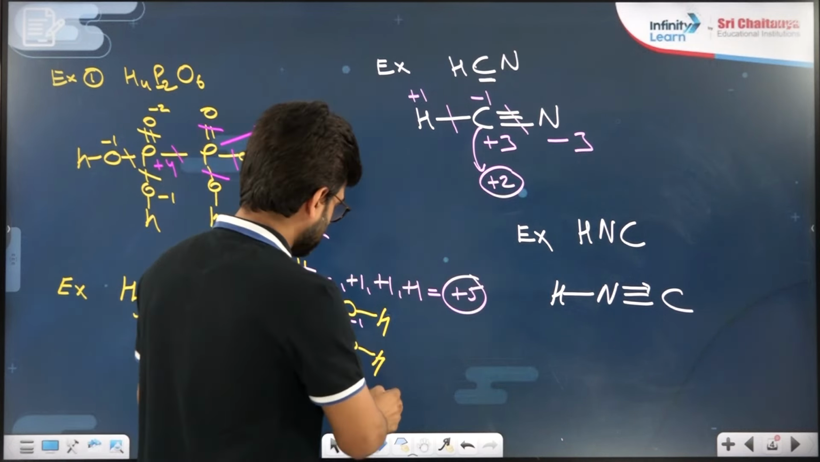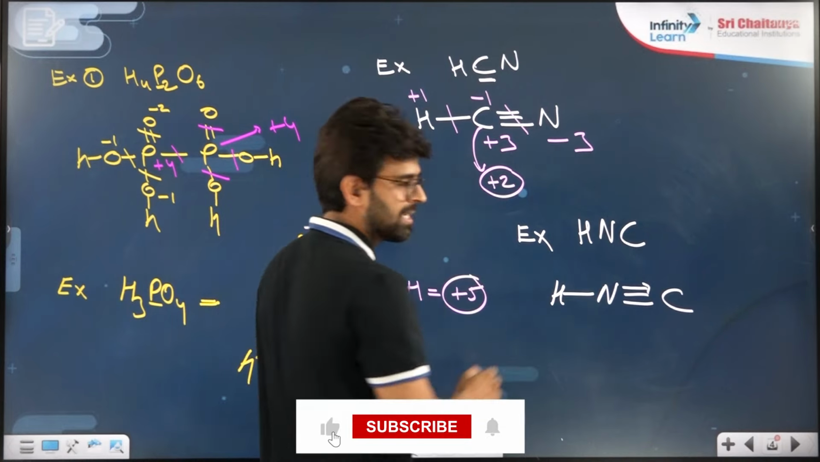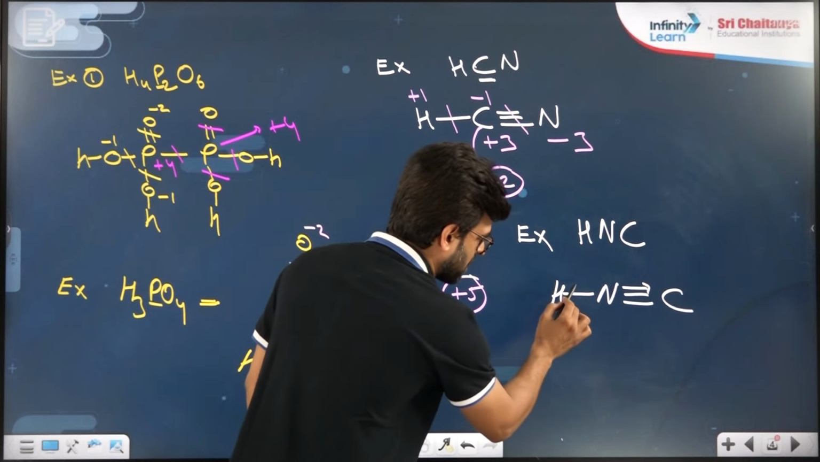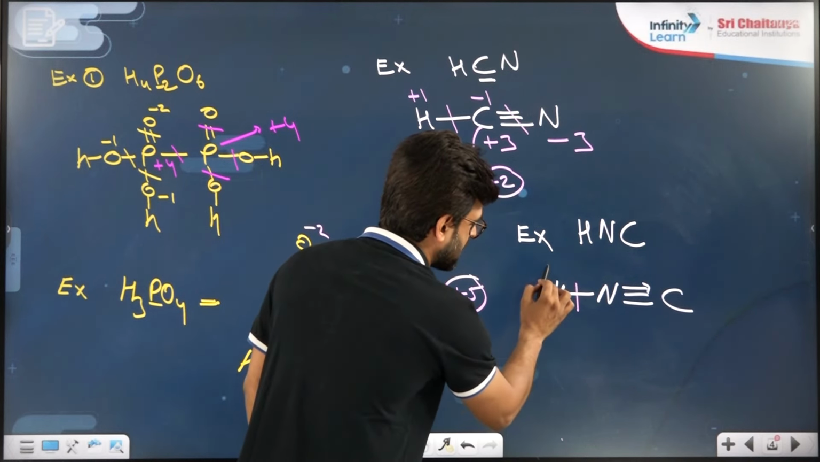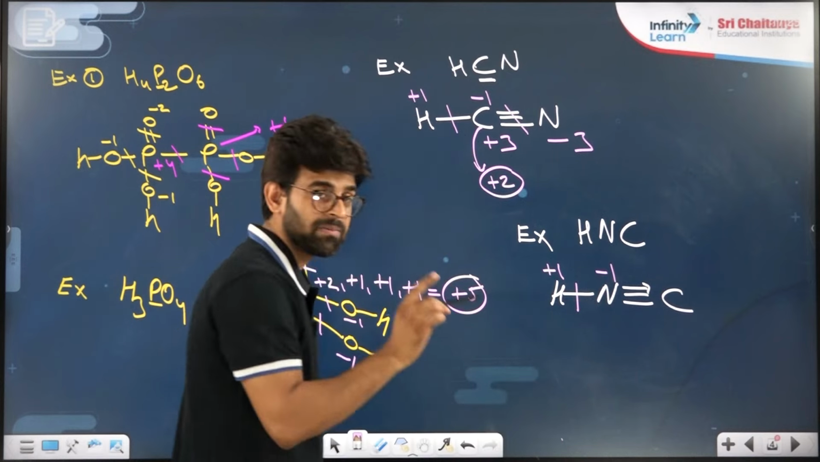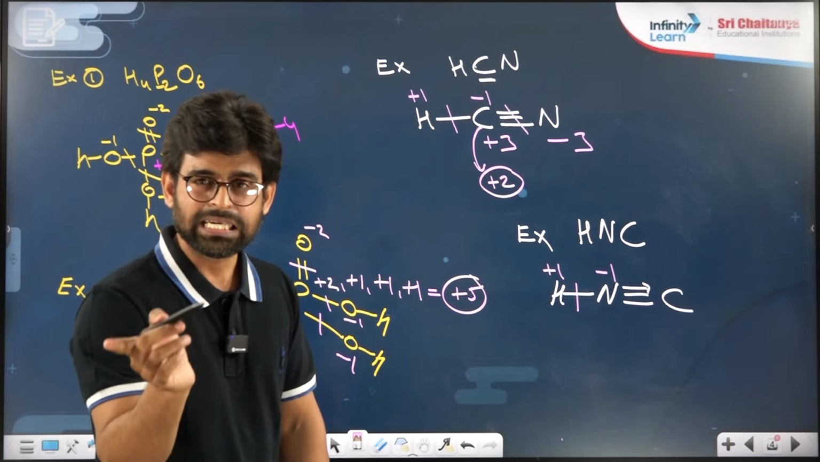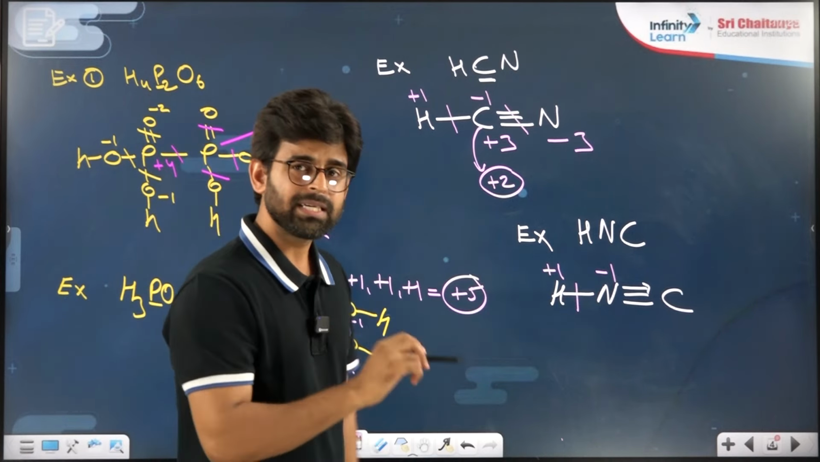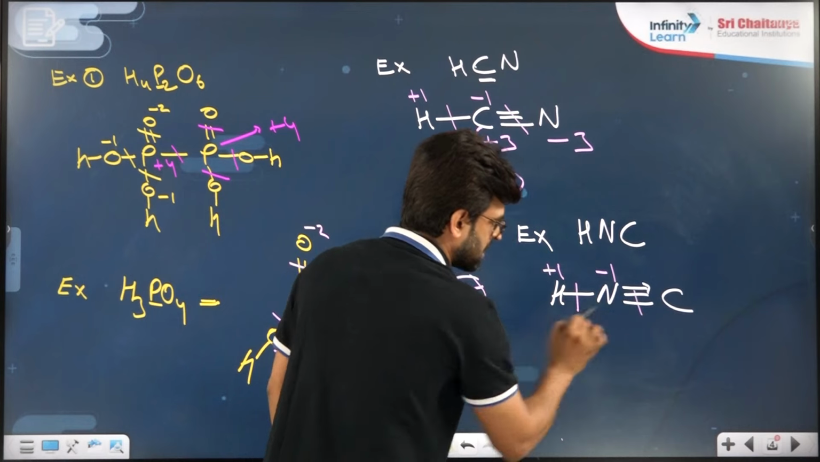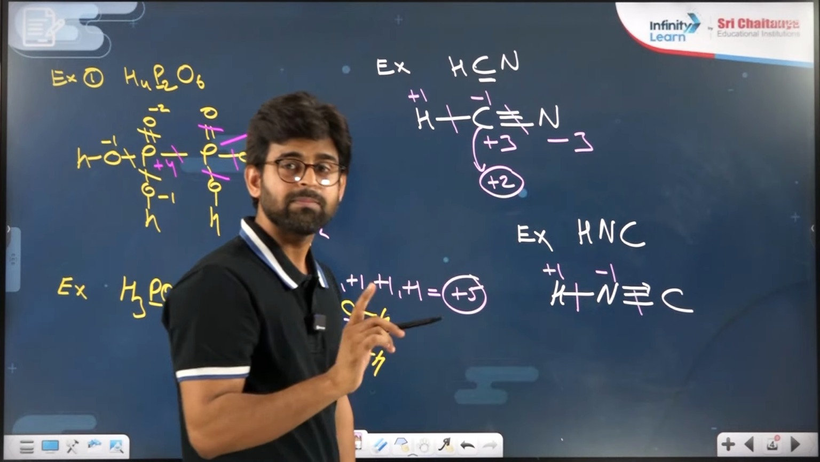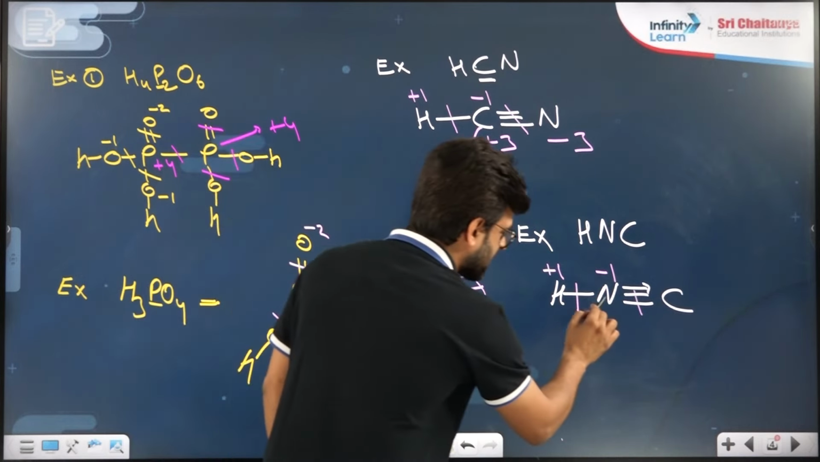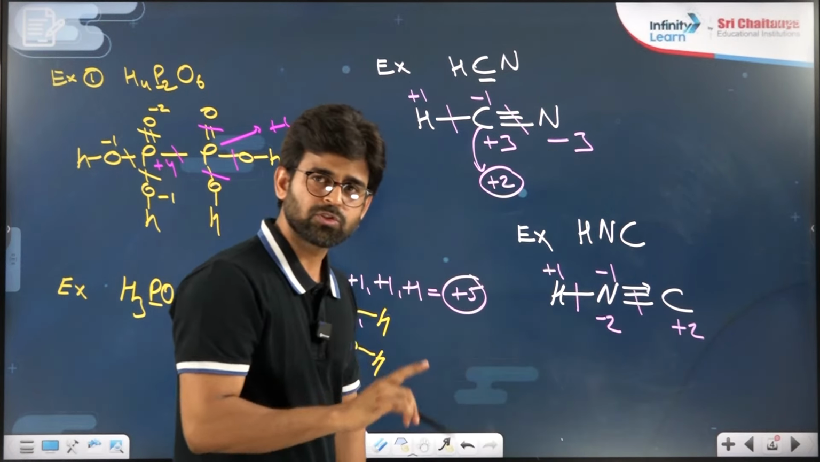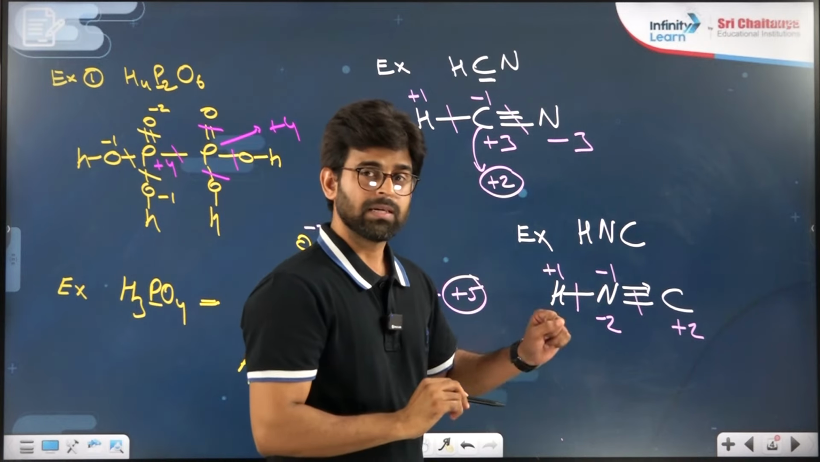Now, if you go step by step, you will see, if I am breaking this bond, this one bond gives +1, -1. I am breaking one bond, less EN gets +1, more EN gets -1. Then I am breaking 2 more bonds here. We have 2 normal covalent bonds. So these will get -2, +2. Nitrogen gets -2 and carbon gets +2.